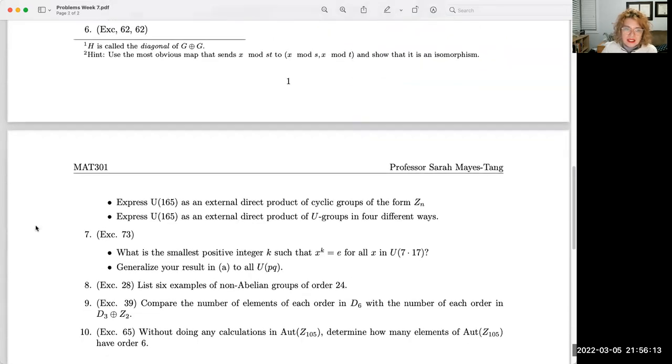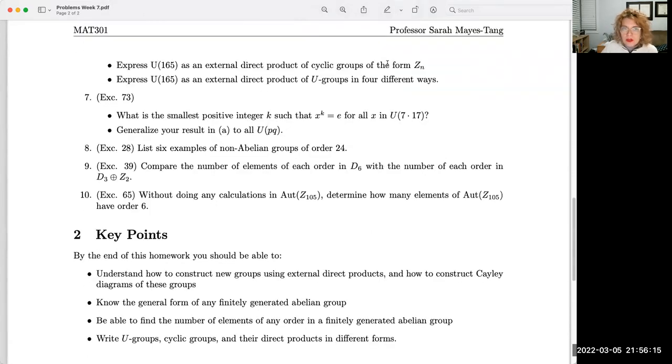Okay, in number 6, we want to express u of 165 as an external direct product. And for this, we need to use some of the theorems from the section. Yeah, I'm not going to focus on that too much. It's kind of an application of the theorems.